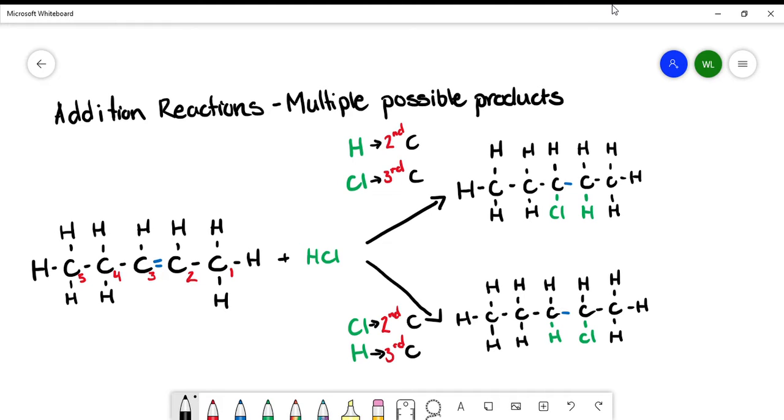Sometimes when alkynes or alkenes with more than 2 carbon atoms react, there might be more than one way the product can form. In this particular example here, this example contains pent-2-ene and the addition of hydrochloric acid. This gives us 2 possible products. In our top product, the hydrogen from hydrochloric acid goes to our second carbon, right over here, and our chlorine from hydrochloric acid goes to the third carbon. This gives us 3-chloropentane.